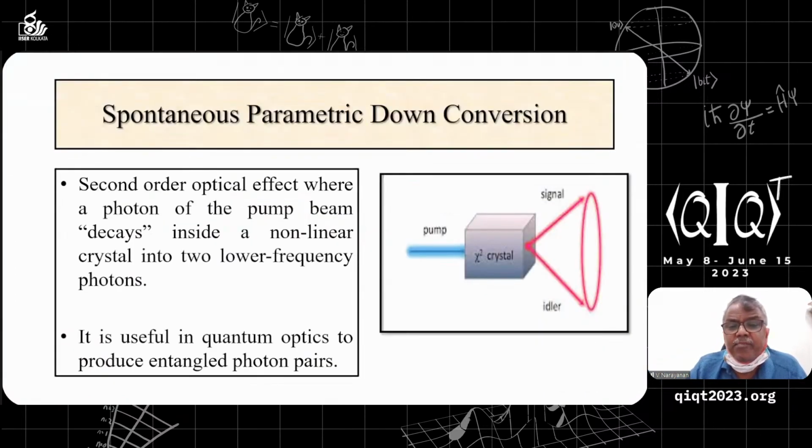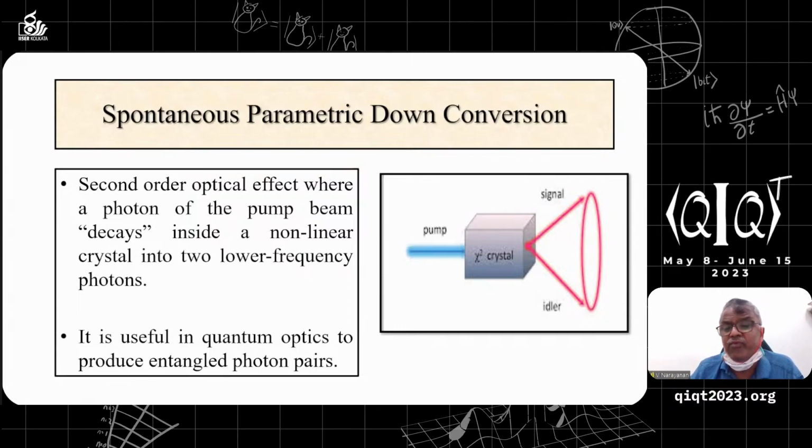So typically an SPDC process is the inverse of the second harmonic generation. Second harmonic generation one can even explain from the classical fields, which is basically the polarization effect due to the interaction of the electric field, E square. But in the case of parametric down conversion, you don't have any classical analog, so that is why it is quantum. A higher frequency, lower wavelength photon decaying into lower frequency, higher wavelength photons is basically the entangled photons.